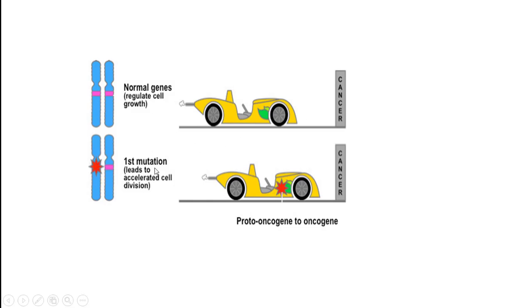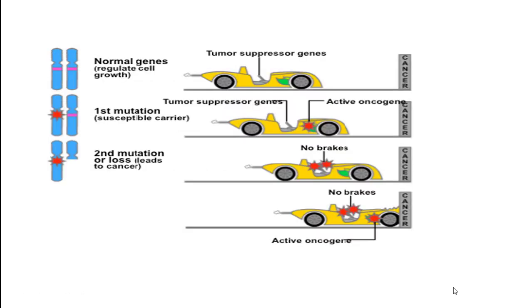Second, the first mutation leads to accelerated cell division because the proto-oncogene becomes an oncogene. The result of that is that the possibility of having cancer will be increased. The second diagram illustrates the importance of tumor suppressor genes. Here, as you can see, normal genes regulate cell growth without any mutation, and the person is far from cancer.